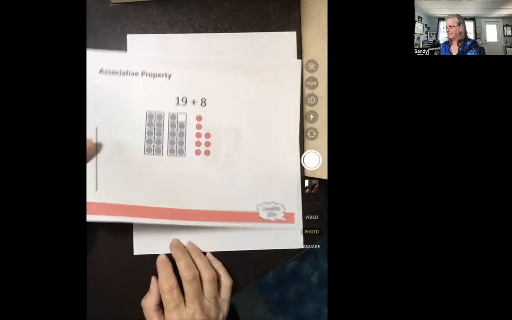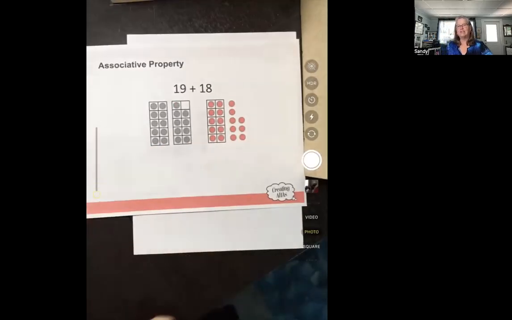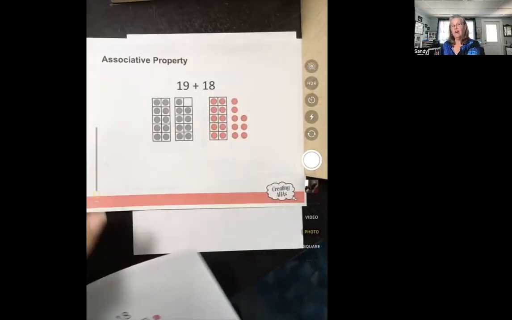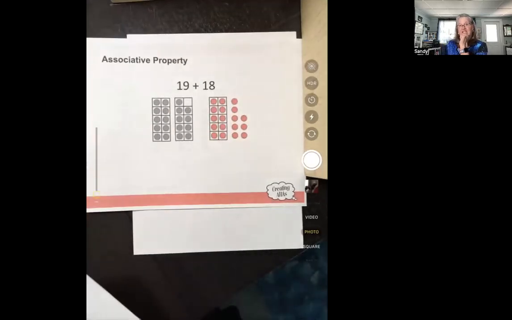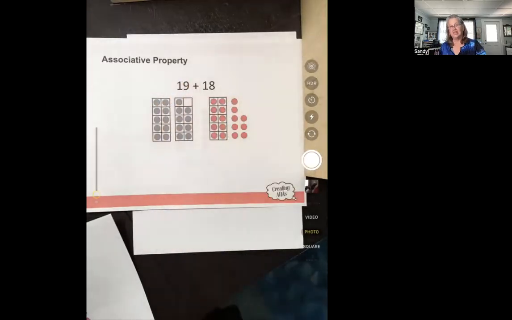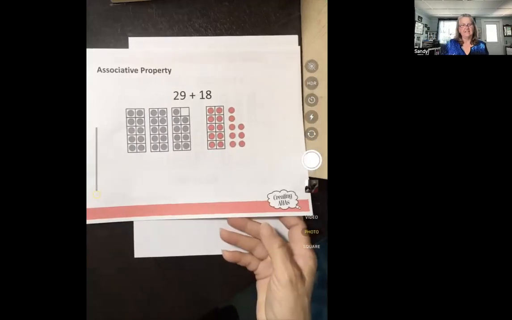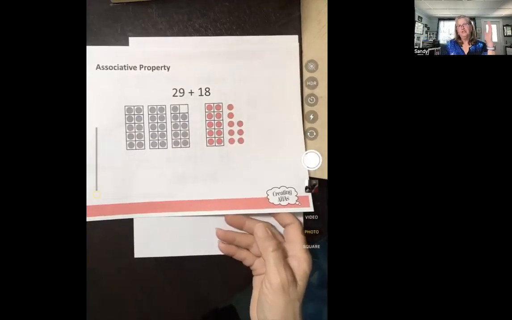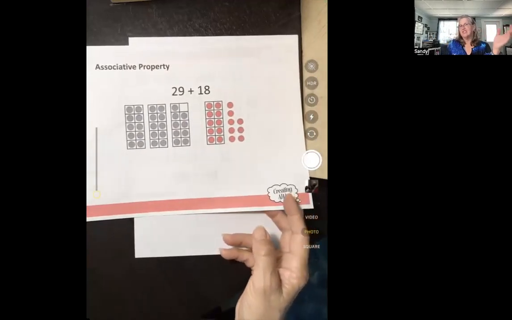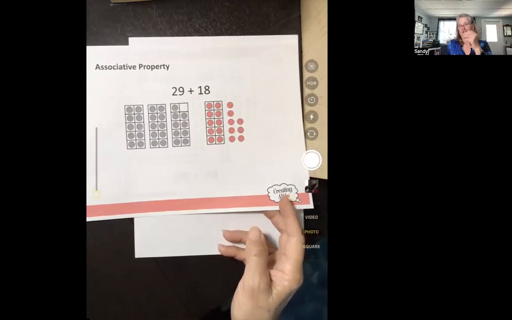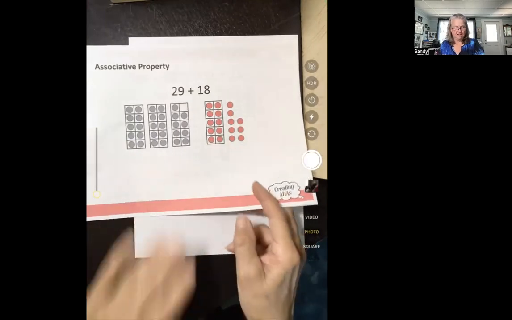See, 20 and 7, it's the associative property. What's 19 and 18 the same as? 20 and 17. Or I could think of this as 17 and 20. I could associate the other direction. What about 29 and 18? So in grade 2, we extend beyond just the fact level and building that associative property imagery at the fact level to extending it to 2-digit.